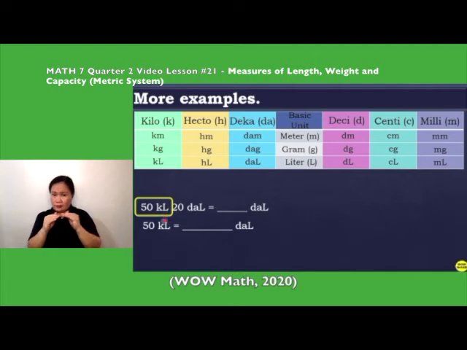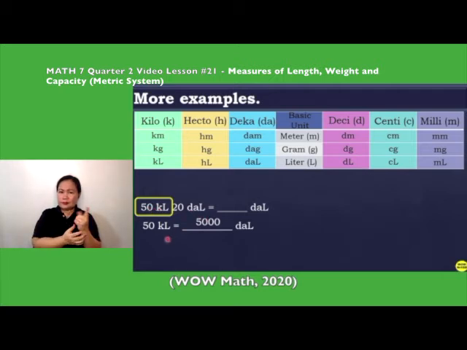So, yung 50 kiloliters, how many decaliters? So, punta tayo dito, ito siya. And then, i-convert natin to decaliter. So, 1, 2. Dalawa pa kanan. So, from here, 1, 2. So, may dalawang bakante. Ulitin ko ha. 1, 2. So, ibig sabihin, yung 50 kiloliters is equivalent to 5,000 decaliters. Okay. So, na-convert na natin siya. So, this is 5,000 decaliters.